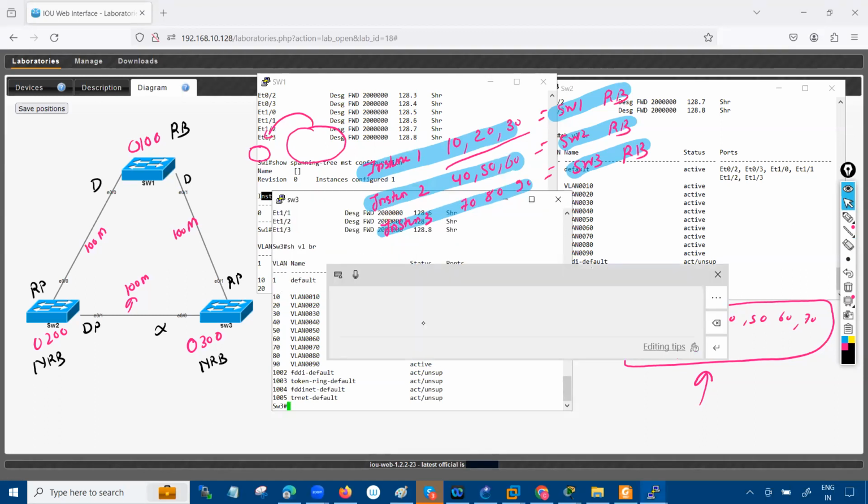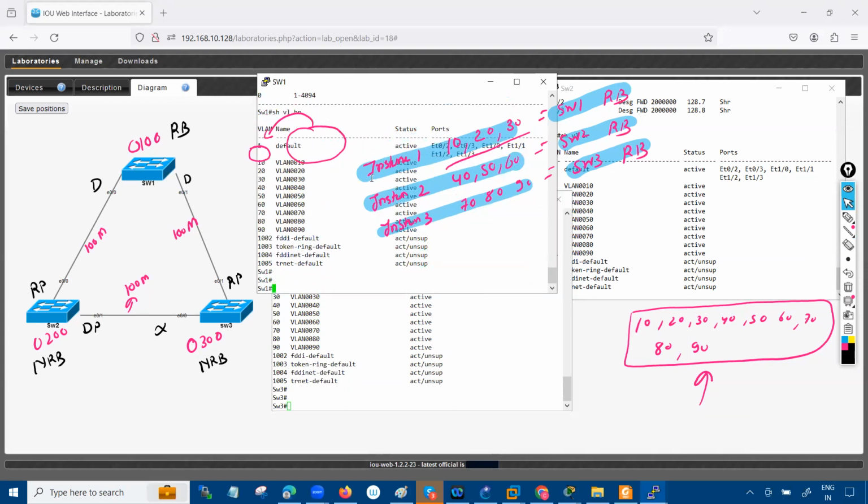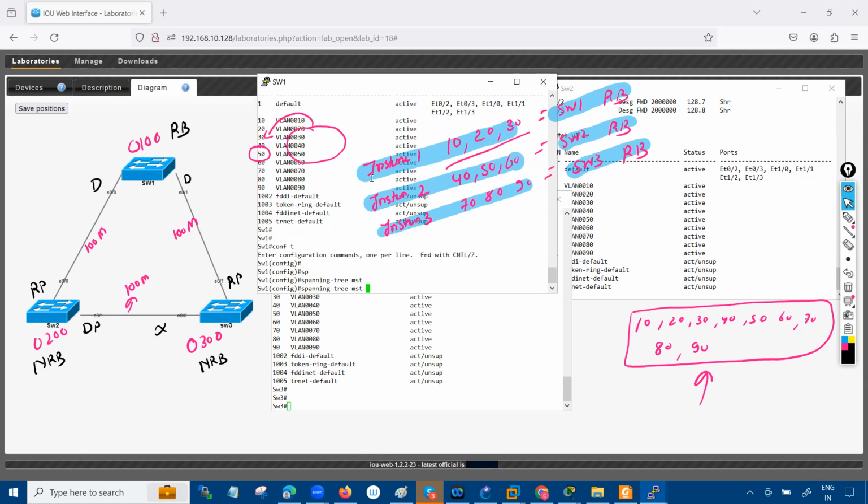Let me create this instance now. For this, you have a few extra configuration steps. You need to first go to spanning-tree mst configuration mode.